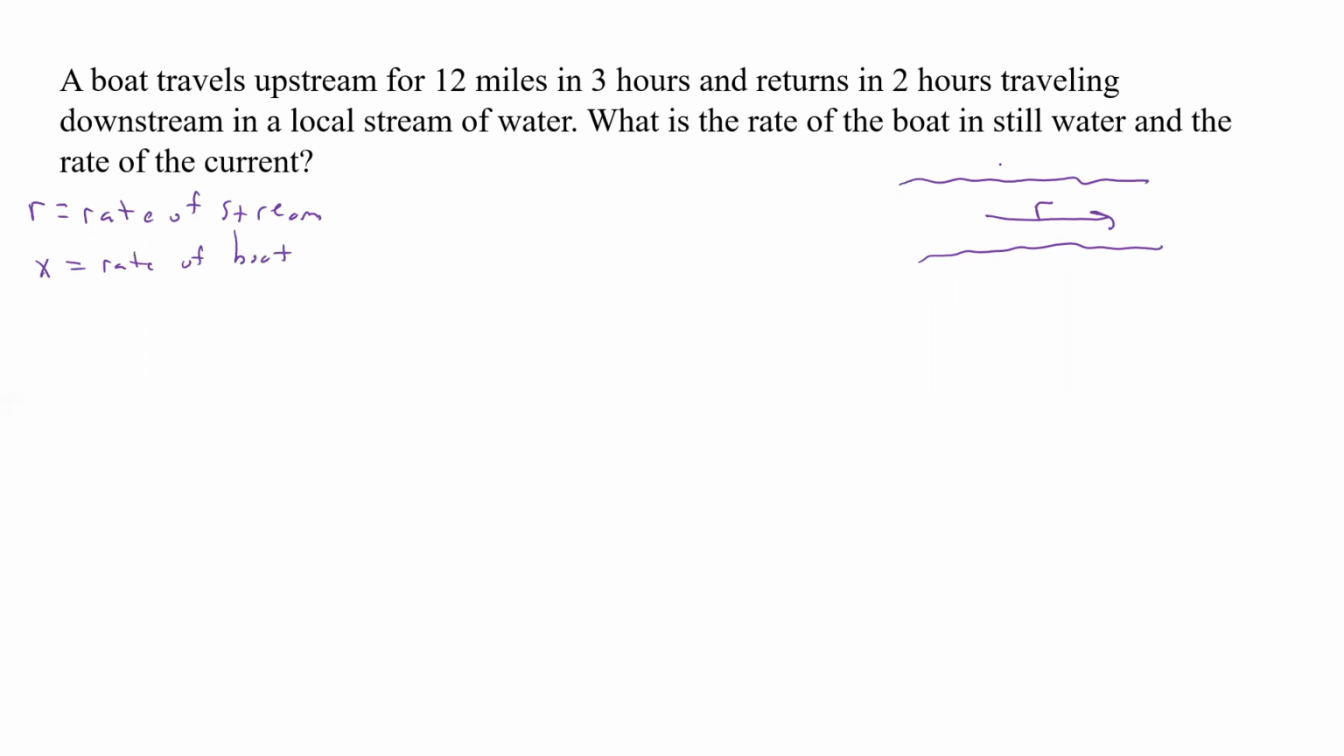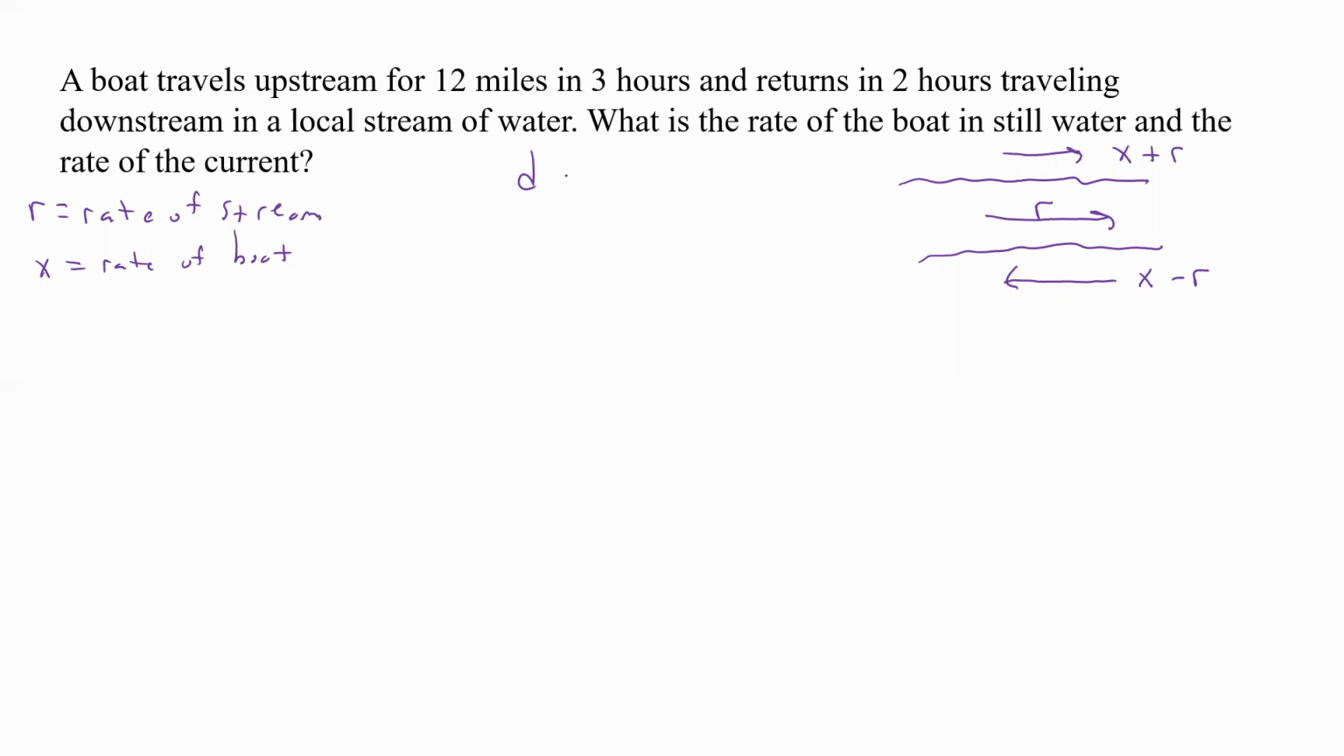So when we're going this way, that's going to be x plus r, because we have the speed of the boat plus the speed of the stream. Now, when we're going this way, that's going to be x, because the boat is still going this way, but it's pushing against the stream. So it's going to be minus r. Okay, so that's the picture we need to draw to get an idea of what our rates are.